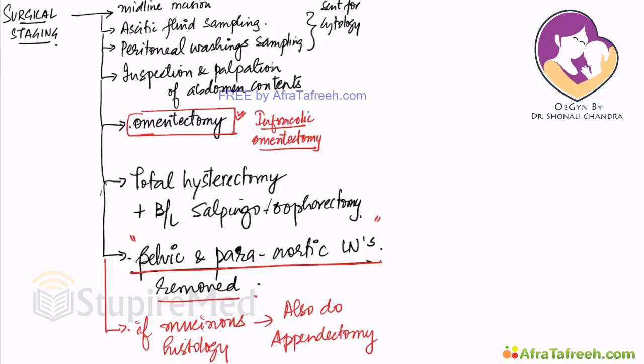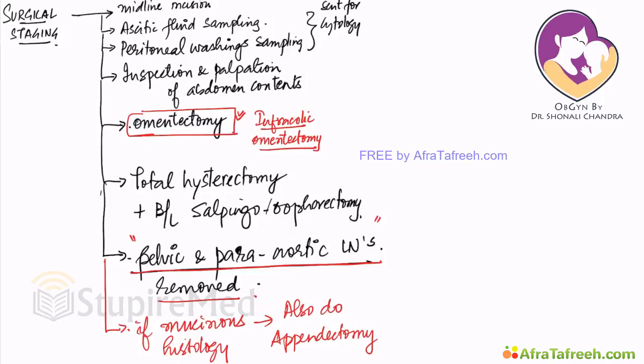And then the basic surgery is a total hysterectomy and a bilateral salpingo-oophorectomy. Apart from that, the pelvic and the para-aortic lymph nodes need to be removed, even if they don't look enlarged. They have to be removed in an ovarian malignancy. And after that, if it's a mucinous histology, we have to add one more step: appendectomy needs to be done.